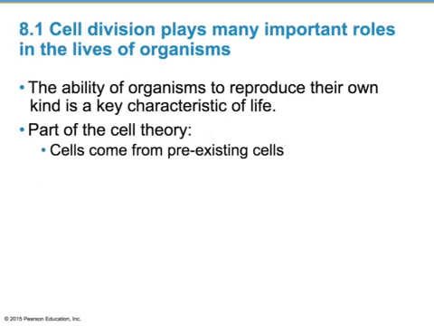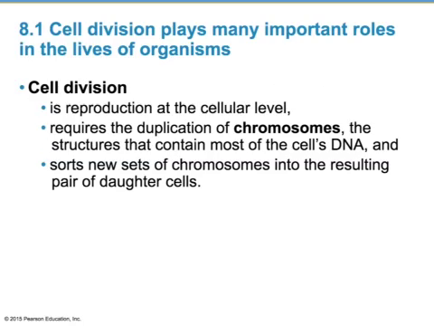Cell division is also very important because it's a key characteristic of life. Being able to reproduce is that characteristic, and we talked about that way in the beginning of the year. It's also part of the cell theory. We said that cells come from pre-existing cells, and how that all comes to play is very important, and we'll learn about how all that happens in this chapter.